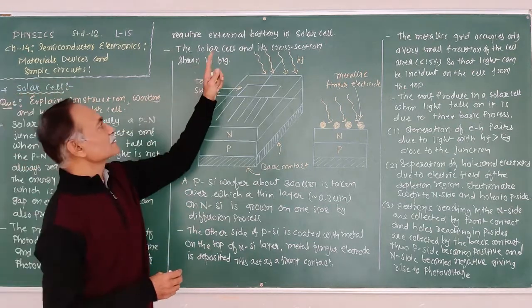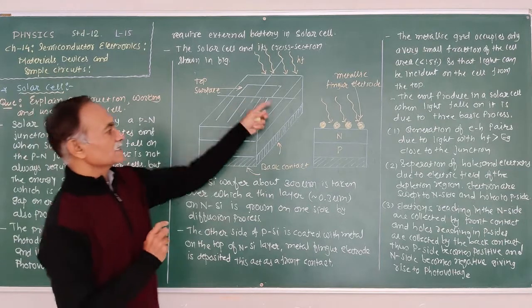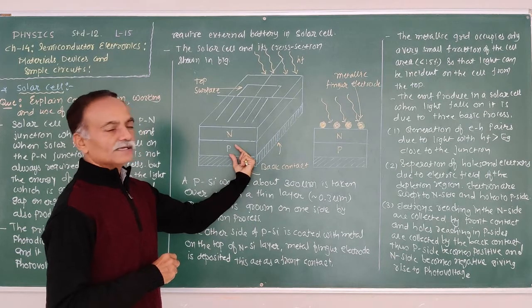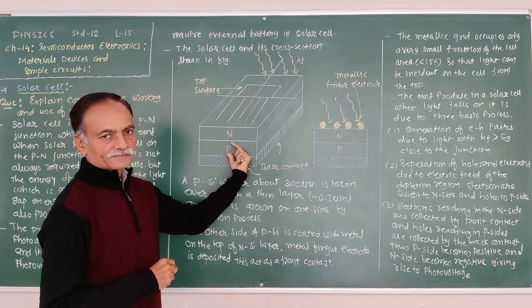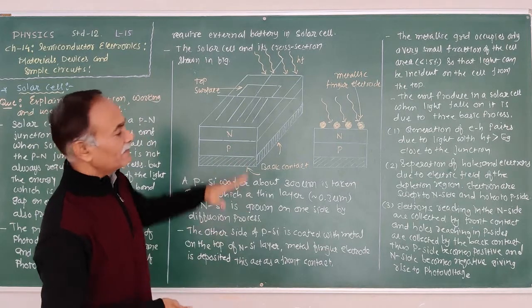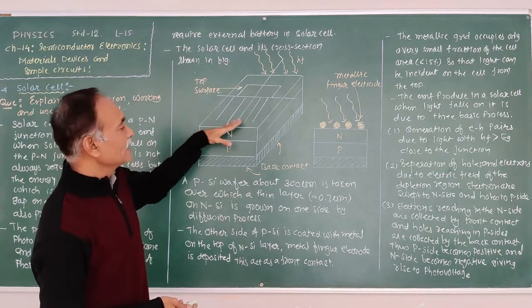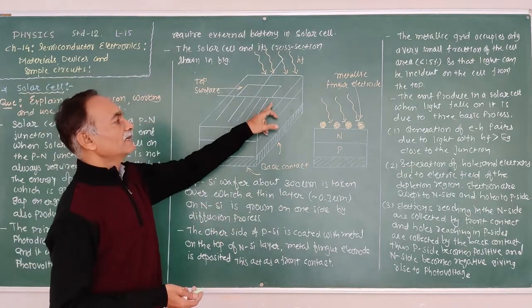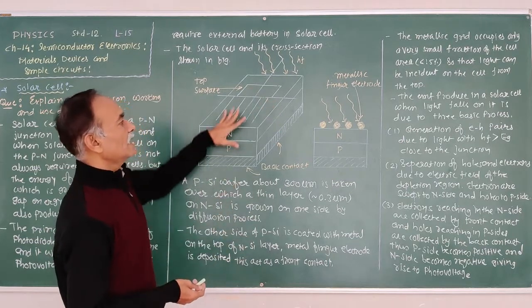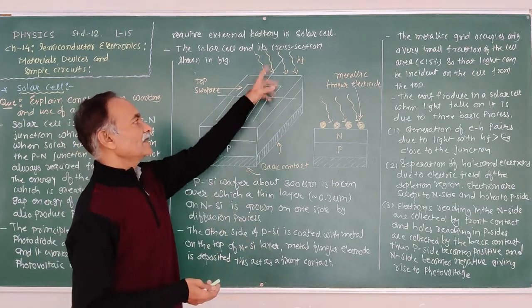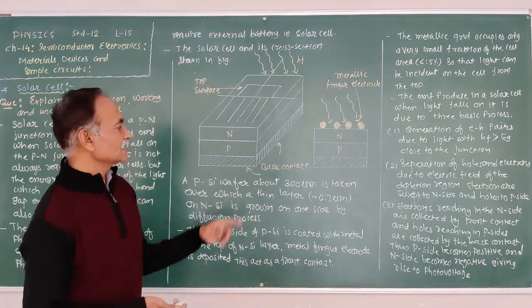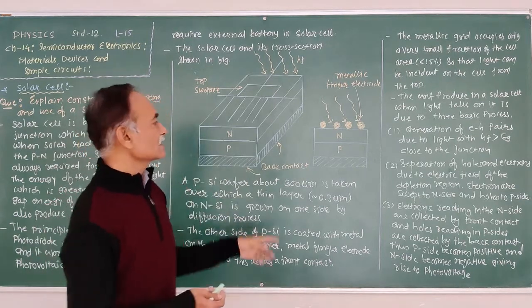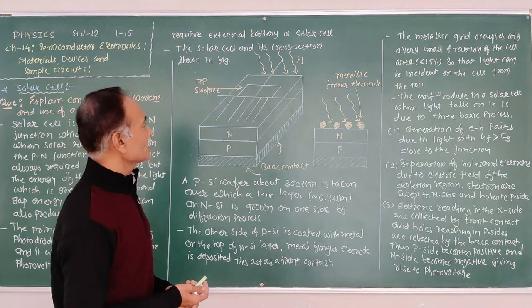The solar cell and its cross section are shown in the figure. Here there are two layers: one layer of N-type semiconductor over the P-type semiconductor. The layer of N-type semiconductor is very thin, and above it a metallic grid, or metallic finger electrode, is placed. The base, that is the P-type semiconductor, is also connected with a metallic plate. It works as a back contact, and the other is the top contact.